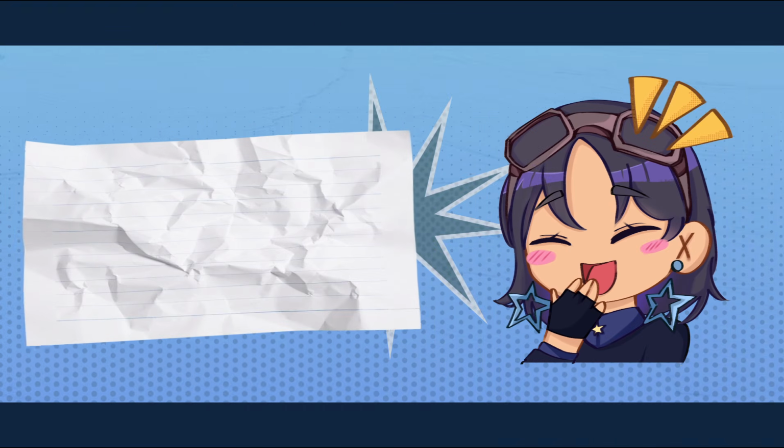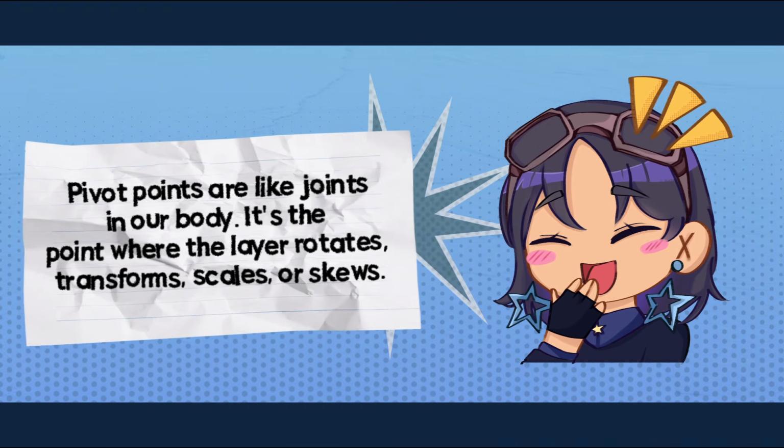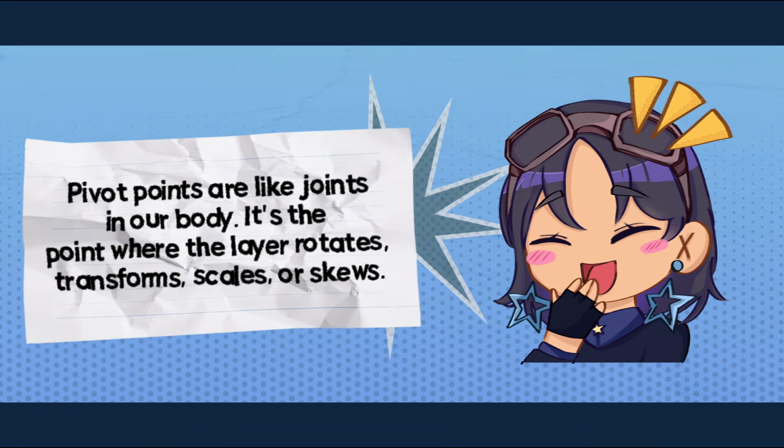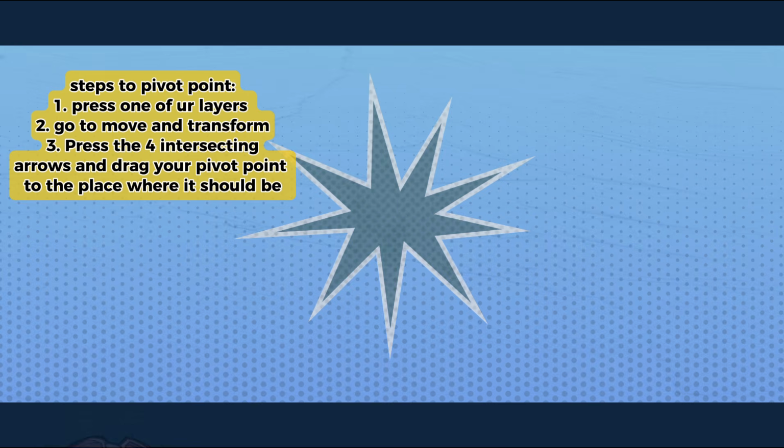After that is also a super important step, pivot points. Pivot points are like joints in our body. It's the point where the layer rotates, transforms, scales, or skews. Follow what I'm doing in the video so that you can see where the pivot points go.